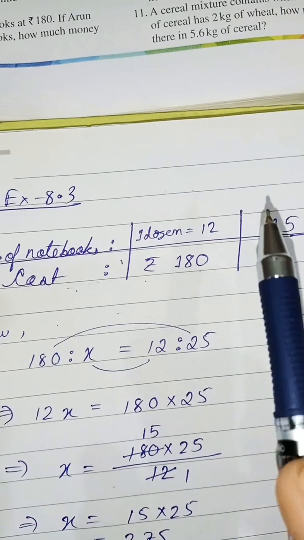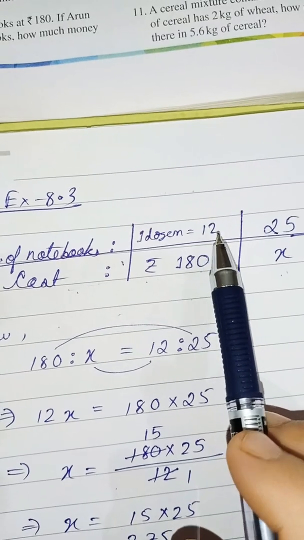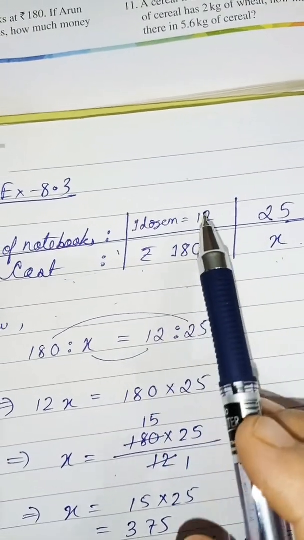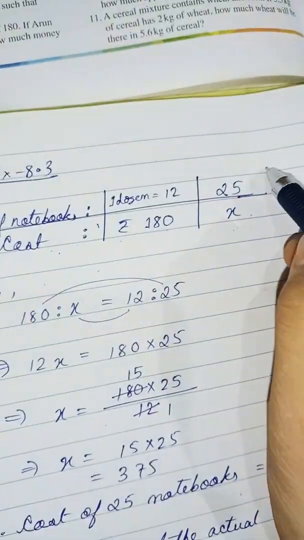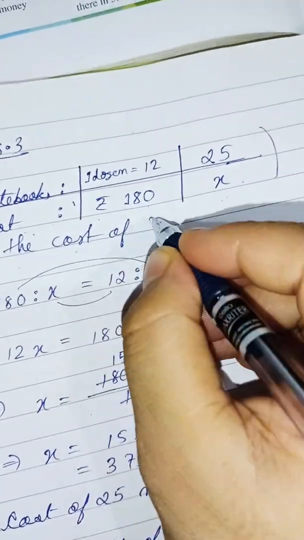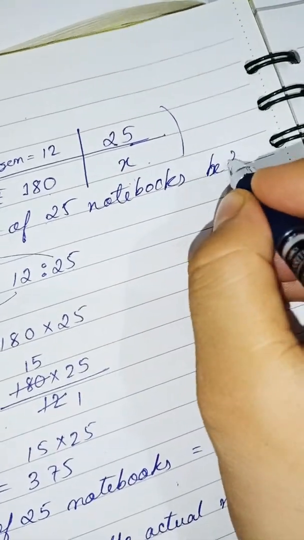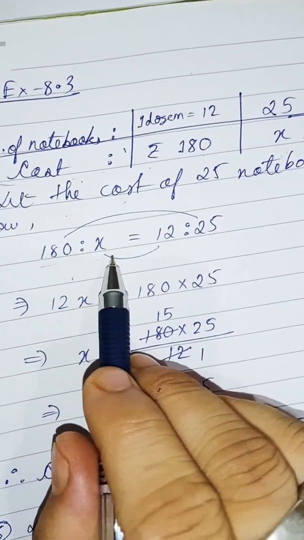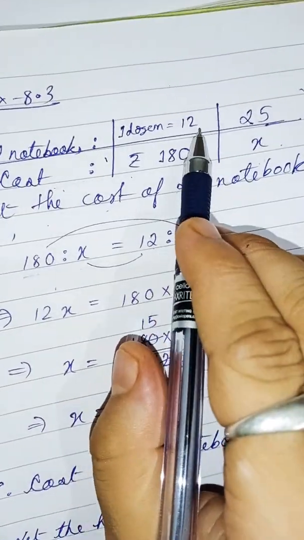Since it will be proportional, the ratio of cost to cost will be equal to the ratio of books to books. So the ratio of cost to cost, 180 is to x, is equal to the ratio of the number of books to number of books, that is 12 is to 25. Or simply, without writing the chart, you can write: let the cost of 25 notebooks be rupees x, and then directly start with the ratio of cost and cost, 180 is to x, is equal to the ratio of number of notebooks to number of notebooks.